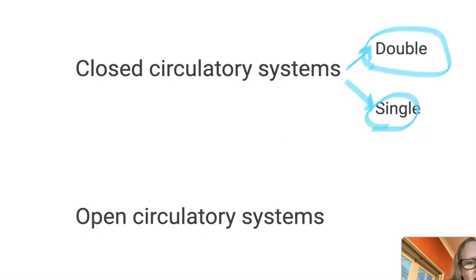Now, an open circulatory system is found in insects, and it's where there's a heart and there are arteries, but then the liquid just squirts straight out to the end of the arteries and bathes the cells and then finds its way back into the heart and then repeats the system. So those are our different types of circulatory system that we are going to consider today.